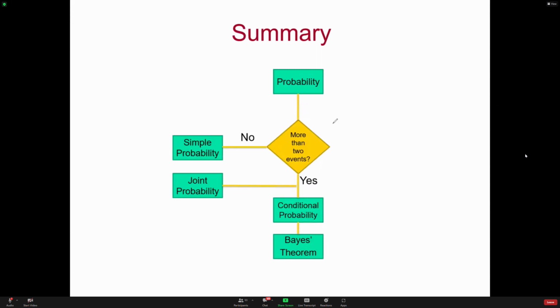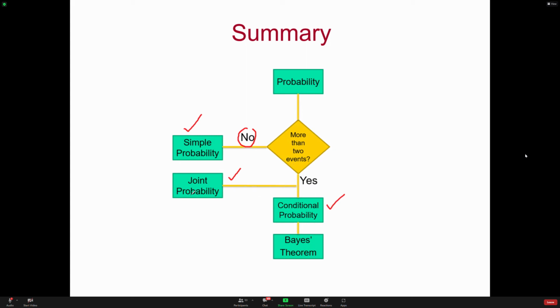The summary of probability is again that you should know the basic definitions of sample space and how to calculate probabilities from contingency tables. When we are dealing with one variable, there is a simple probability. With more than one variable, we have joint probability and conditional probability.